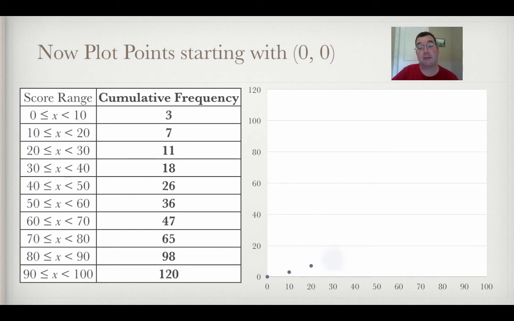I will plot the point 30, 11, then 40, 18, 50 and 26, 60 and 36, 70 and 47, 80 and 65, 90 and 98, and 100 and 120. Okay, then I join all of those with a nice line. All right, and that's what a cumulative frequency graph looks like.